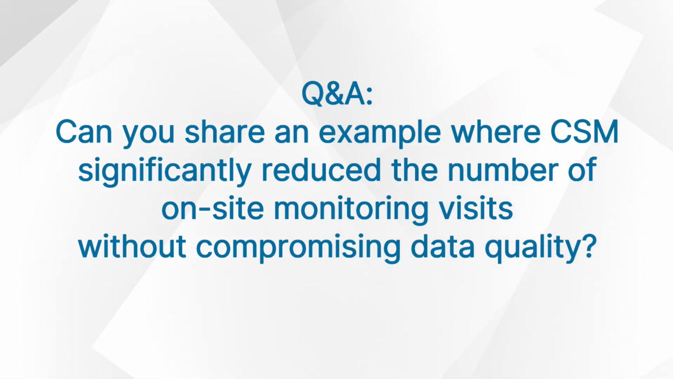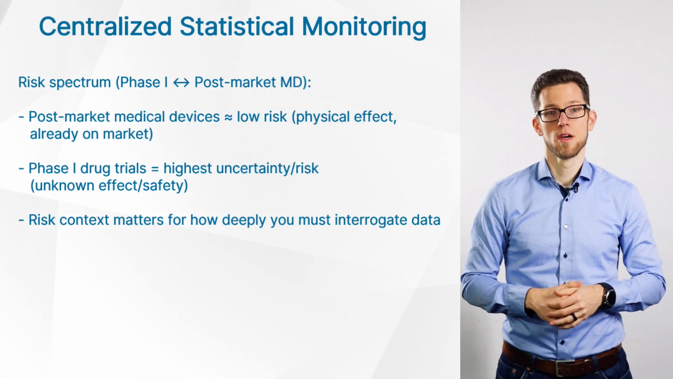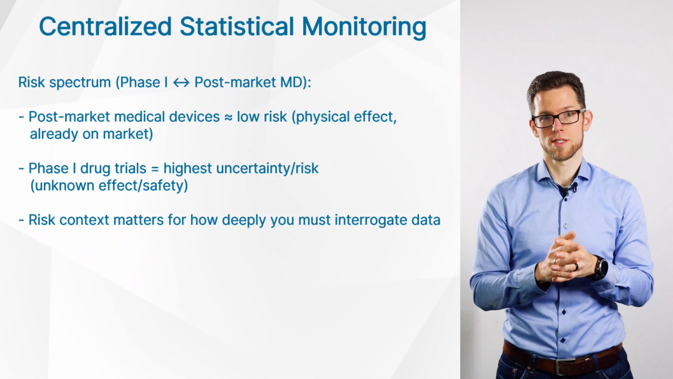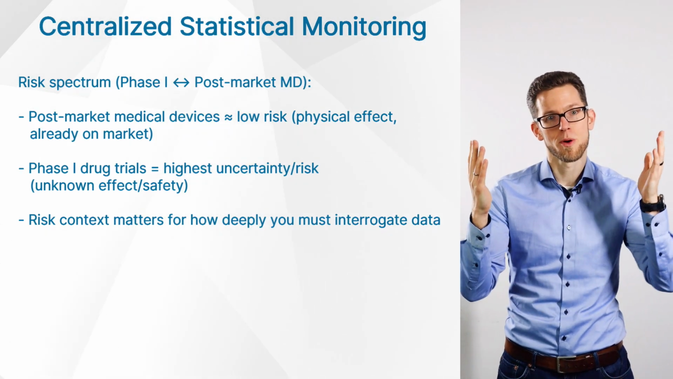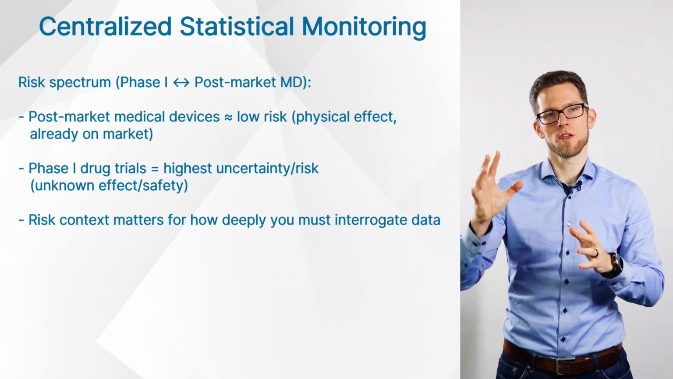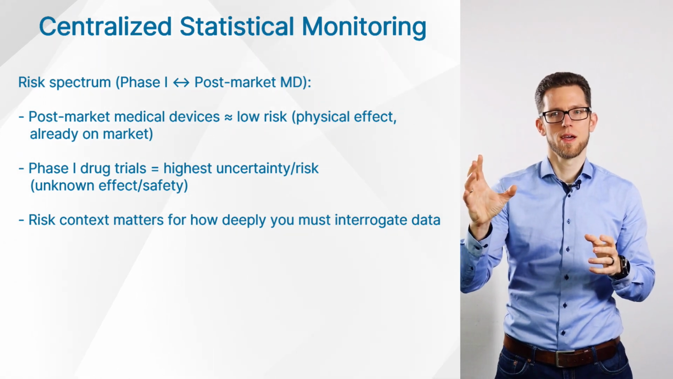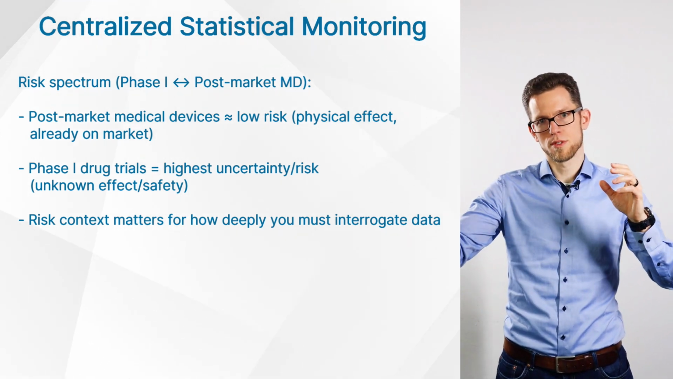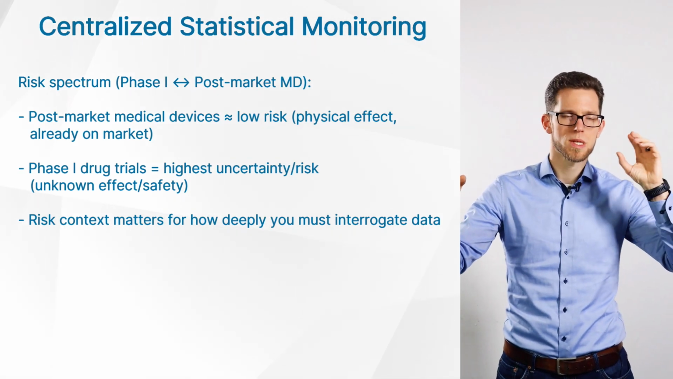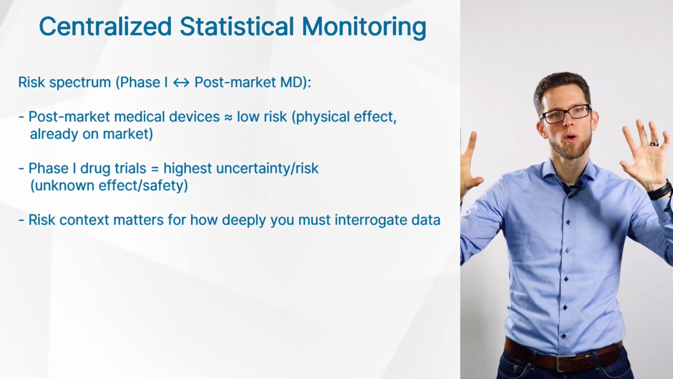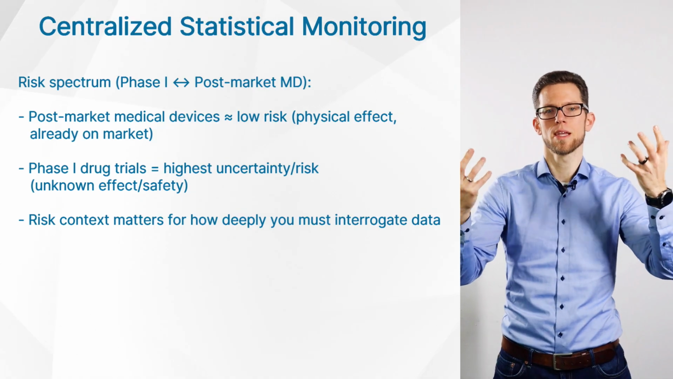Can you share an example where centralized statistical monitoring significantly reduced the number of on-site monitoring visits without compromising data quality? We run a lot of medical device trials. Why do I say that related to this topic? Because we also run a lot of post-market medical device trials. And if you compare the risk of a trial, I would always use post-market medical device trials and phase 1s, sometimes also phase 3s, as the polar opposite in terms of risk innate in a study.